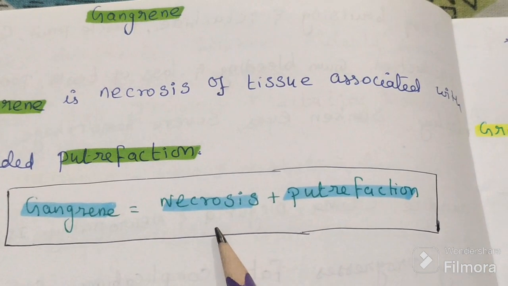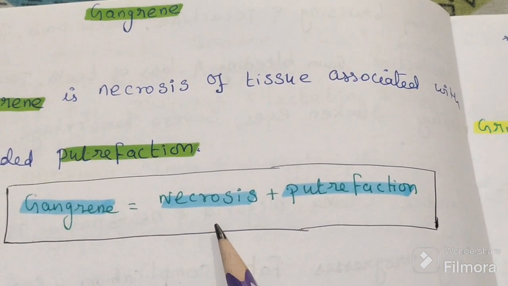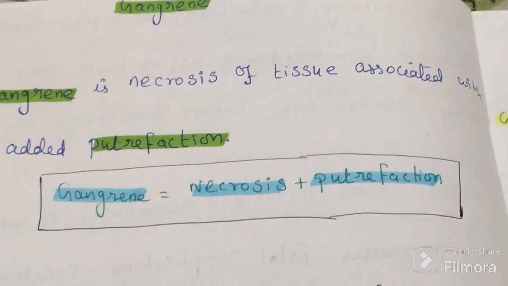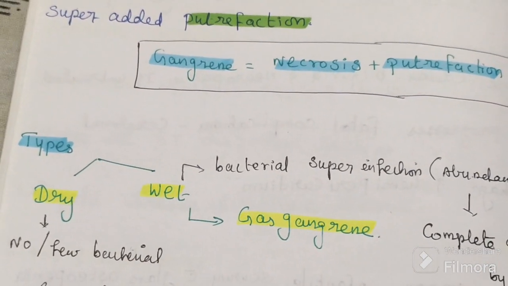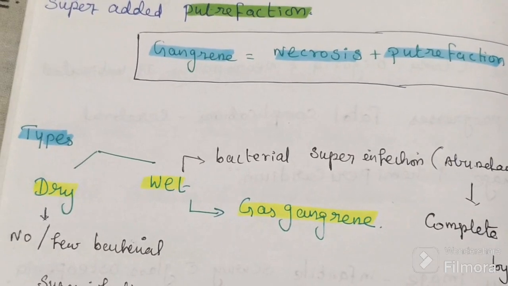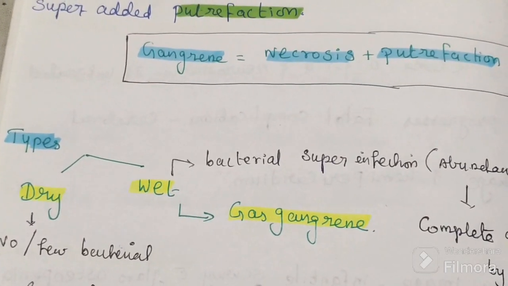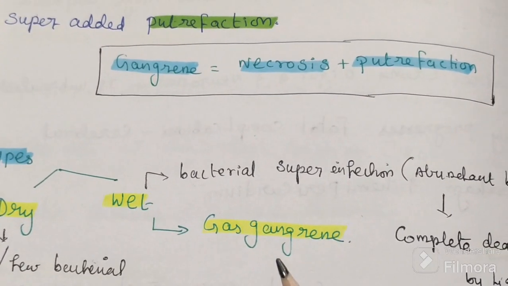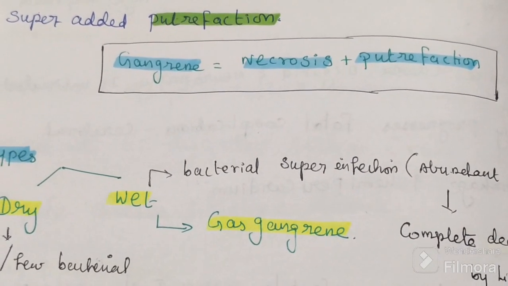Here we know 5 different types of necrosis. Any of the 5 types of necrosis can occur here. There are 2 main types of gangrene, dry and wet gangrene. Wet gangrene has a special type, which is called gas gangrene.